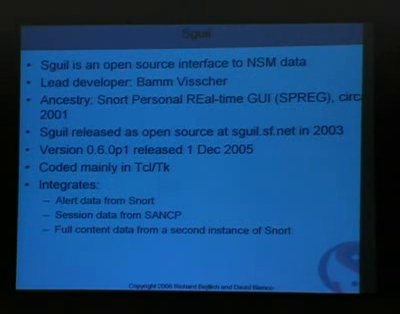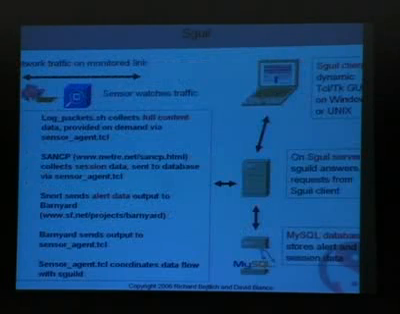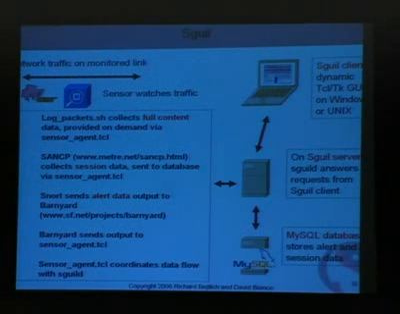So speaking of that, the guy is Bamm Visscher, lead developer of Squil. He started out as something called Sguil in a job we had several years ago back in 2001. Squil's been open source since 2003. We just released 0.60 in December. You get alert data from Snort, session data from SANCP, and full content data from a second instance of Snort. And here's what it looks like architecture-wise. You see that we have a script called log packets collecting full content. Again, you say, hey, Squil, I've got 20 gigs for full content. It just starts a ring buffer and grabs as much as you can. Maybe that's 30 days, maybe it's 2 hours, who knows.